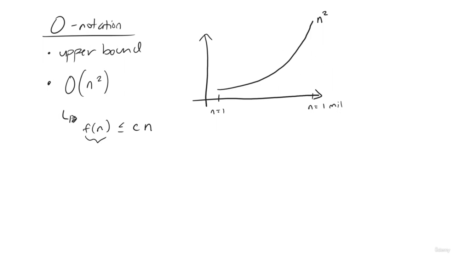So let me draw this again. Let's imagine our algorithm did like this, that it was actually higher than n squared for a really long time. And then there's a crossover period where it did like this. So you can see, in this period, our algorithm is actually taking longer than n squared. N squared does not provide a good upper bound. But here, n squared is going to be greater than f of n for the foreseeable future, all the way up into infinity. And since we're doing asymptotic analysis, that's why we're thinking about it this way.